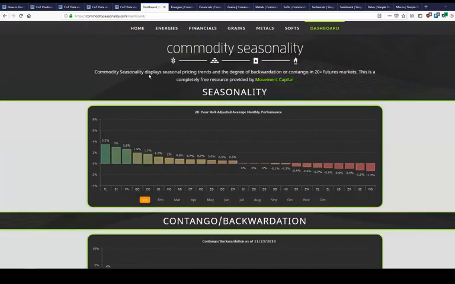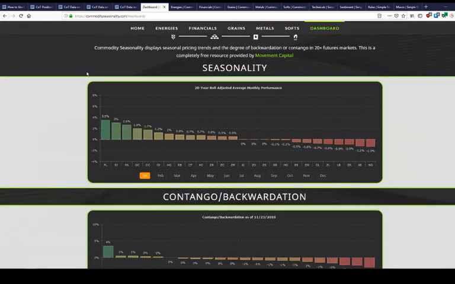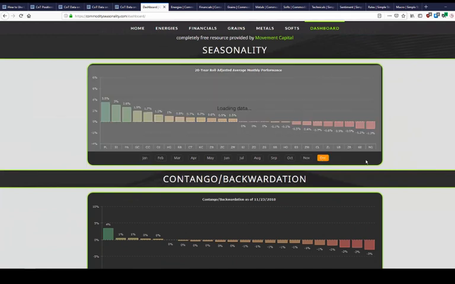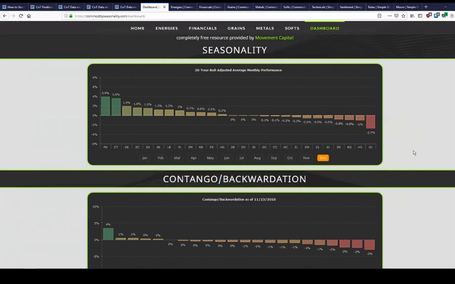We can turn to seasonality, and seasonality is just the historical tendency of contracts to move up or down in given months of the year. So being late November, let's look ahead to December. What contracts have historically performed the best in December? On the left-hand side, we've got the highest 20-year average monthly performance. On the right-hand side, the worst.